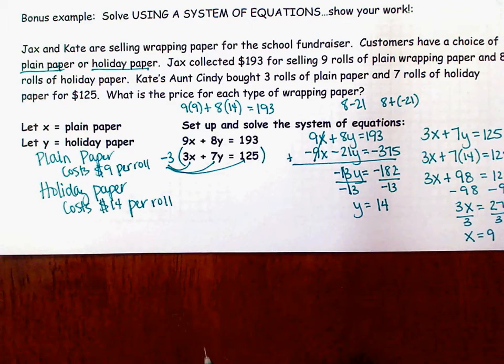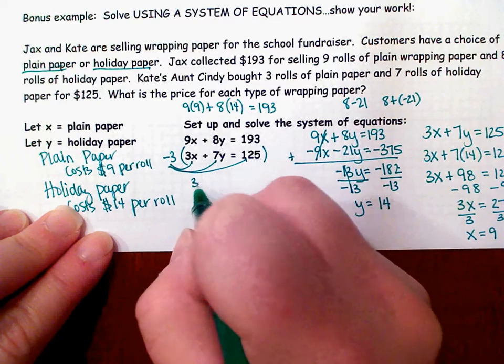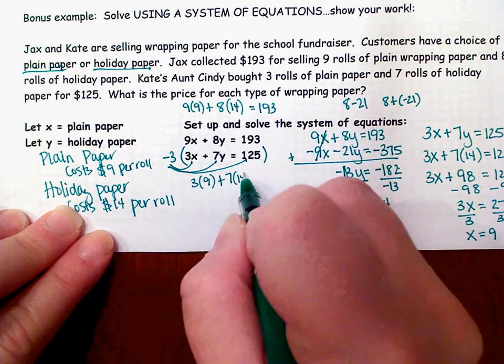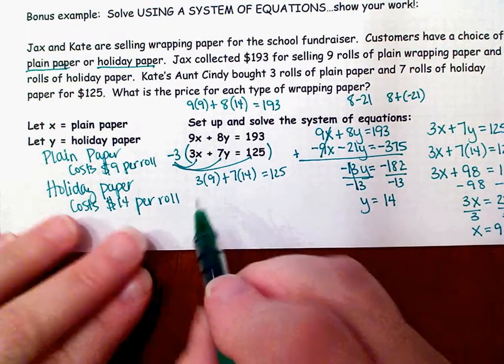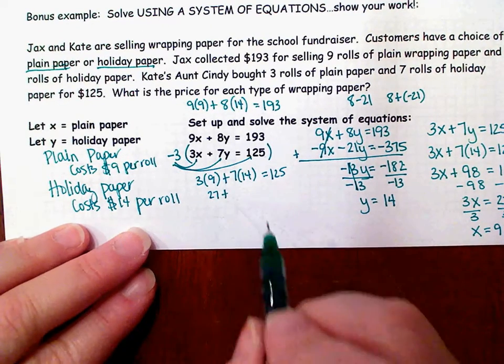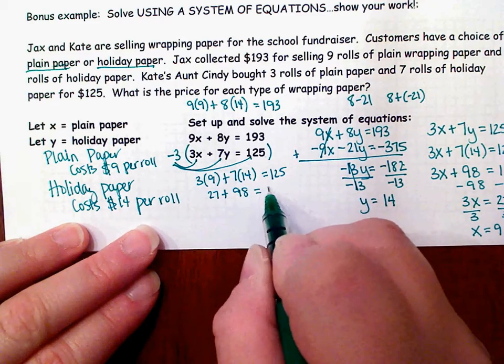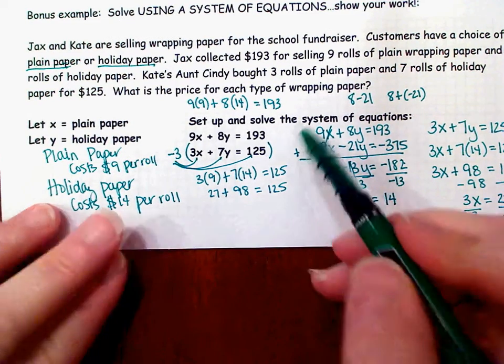I can do the same thing in the second equation. I have 3 plain papers, so 3 times 9 plus 7 holiday, 7 times 14, is at $125. Well, 3 times 9 is 27, 7 times 14 is 98, and 27 plus 98 is equal to 125. So it works in both equations.